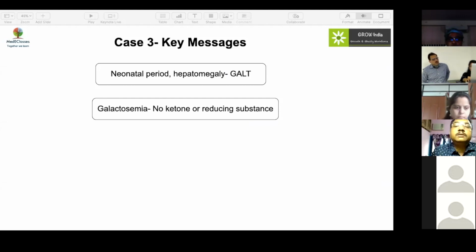Yes. So a very important message: measuring ketone and reducing substance will give you the diagnosis. And as Dr. Vijay said, we have developed this algorithmic app which will allow you to just put yes, no, and you will get the diagnosis. So this is a message we showed, how it worked in that regard.